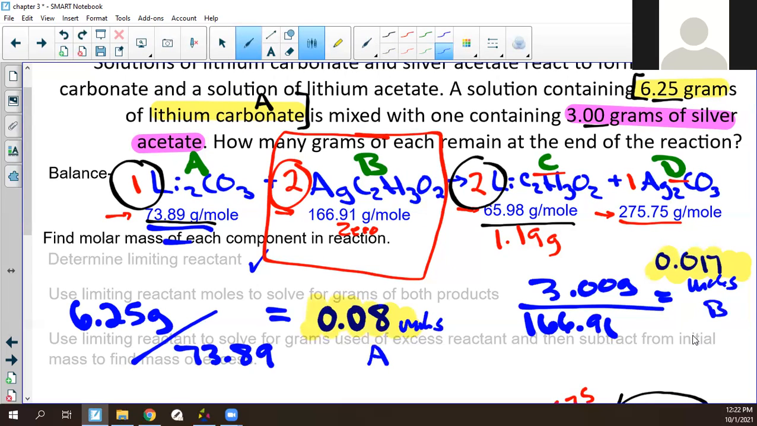Look at me one more time. B has to be twice as much as A. Keep watching me. Is B twice as large as A? No. If the answer is no to the question you asked, then this is your limiting reactant. If the answer is yes, then the other thing is your limiting reactant. So let me rephrase that. Since B is not 2 times larger than A, then B must be your limiting reactant.